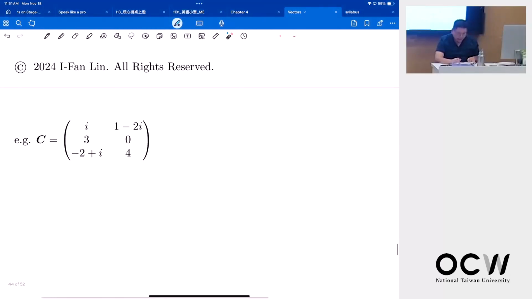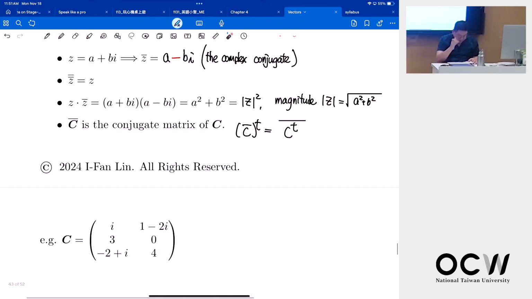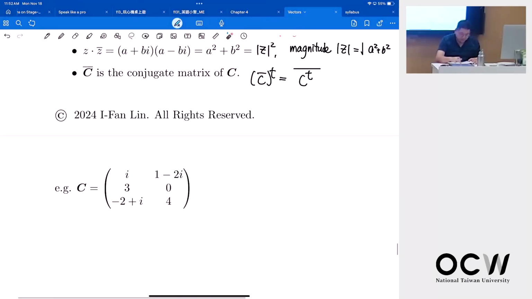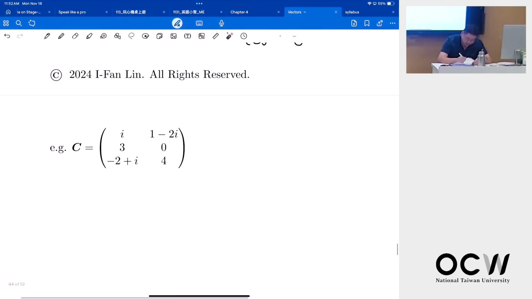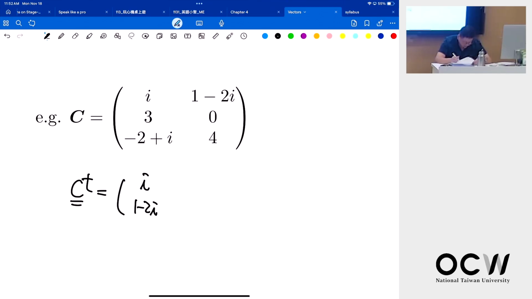Here is the example, to quickly recall. Here is the complex matrix. Then what is the C transpose? Row becomes column, so now I have 3 columns: i, 1 minus 2i; 3, 0; minus 2 plus i, 4.